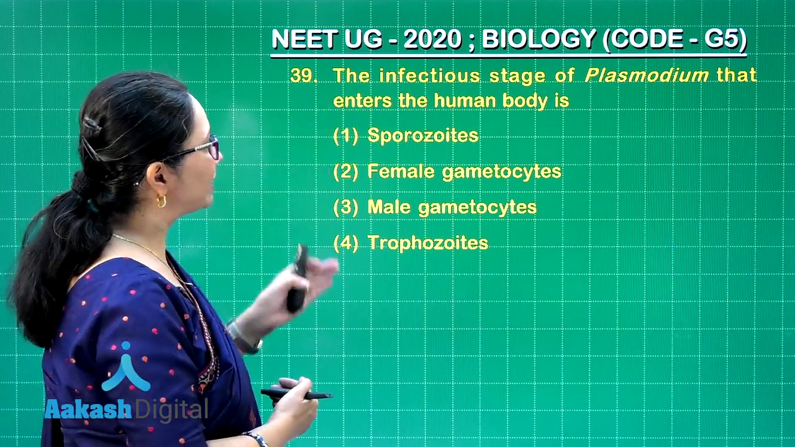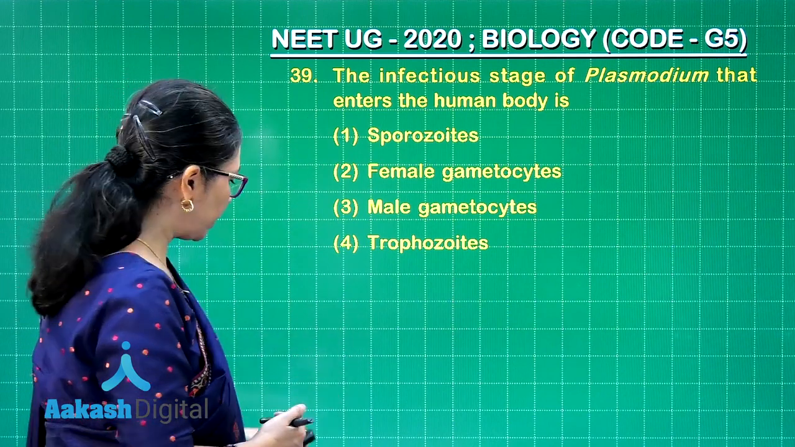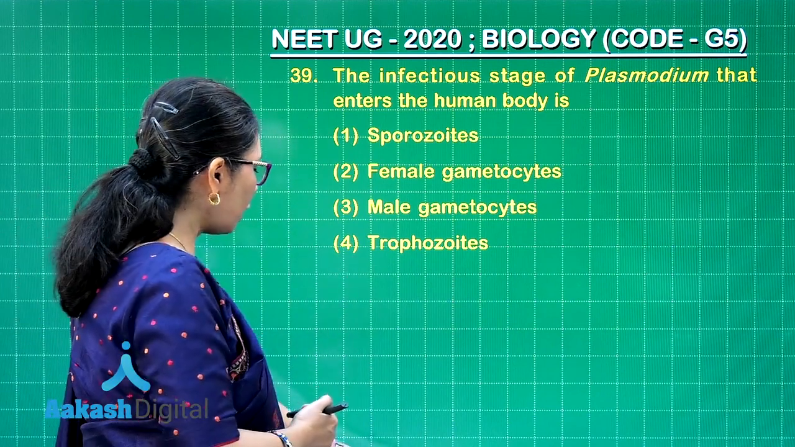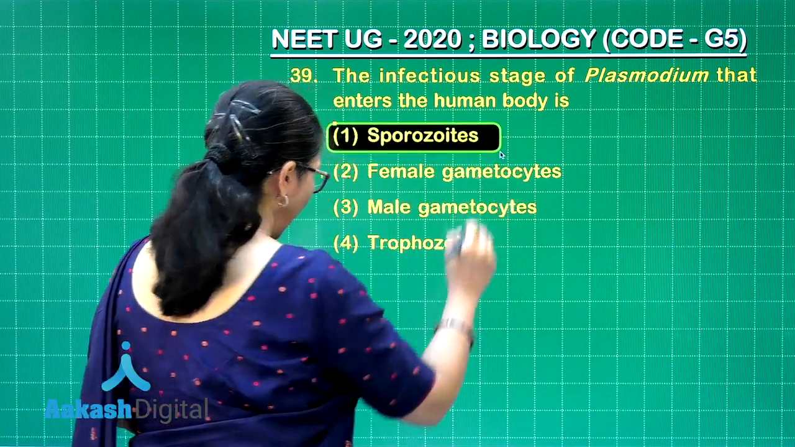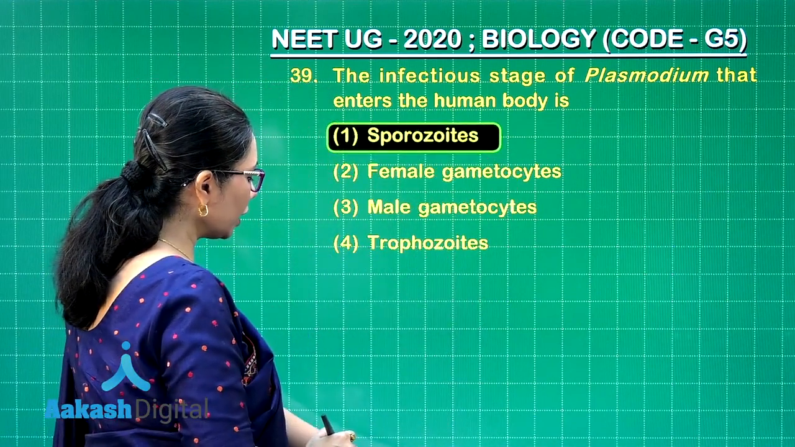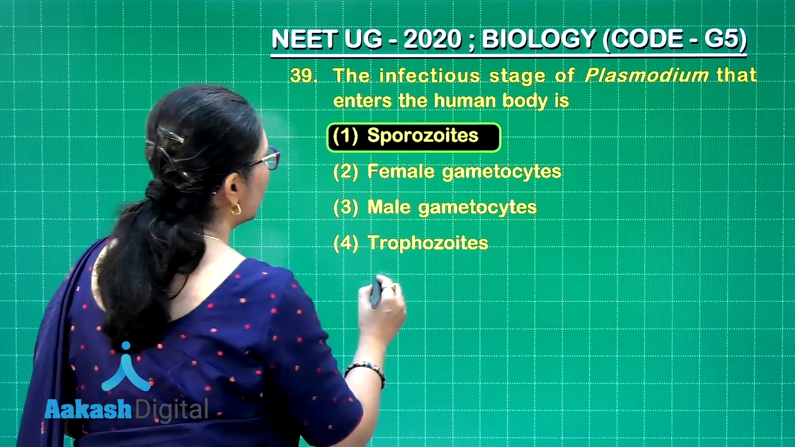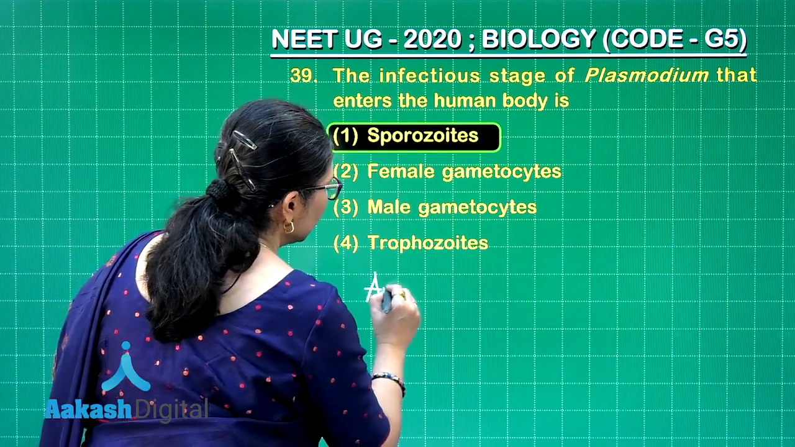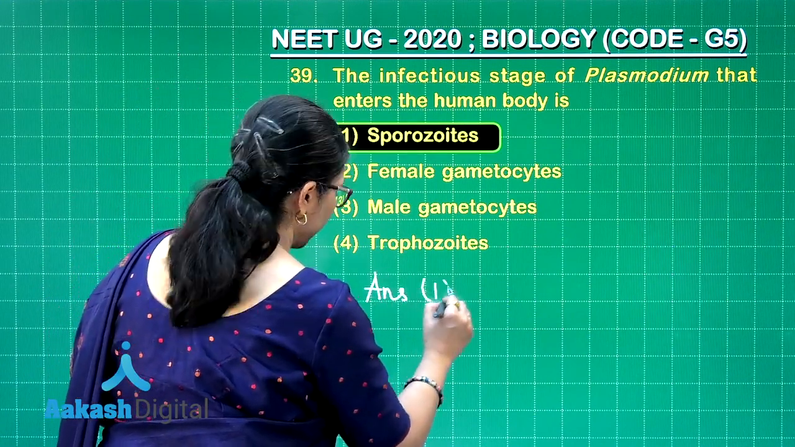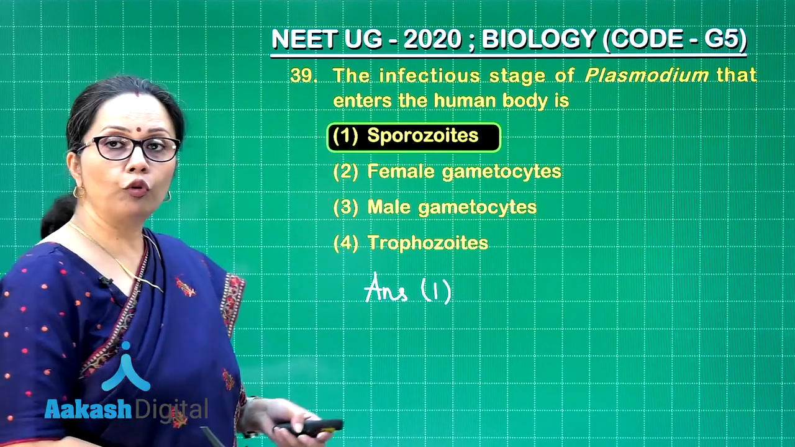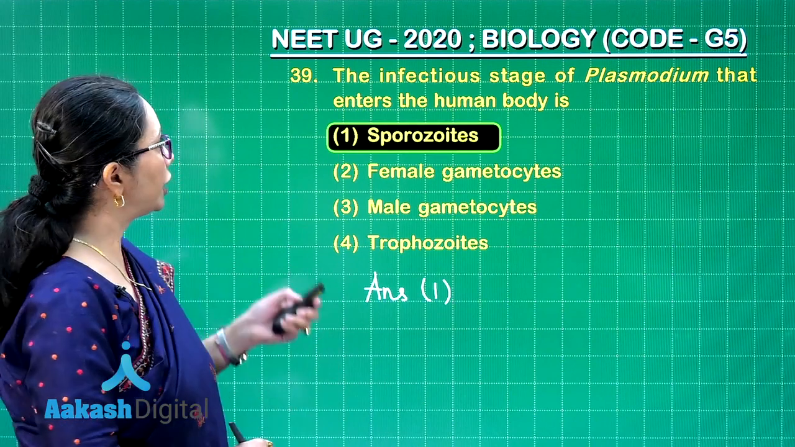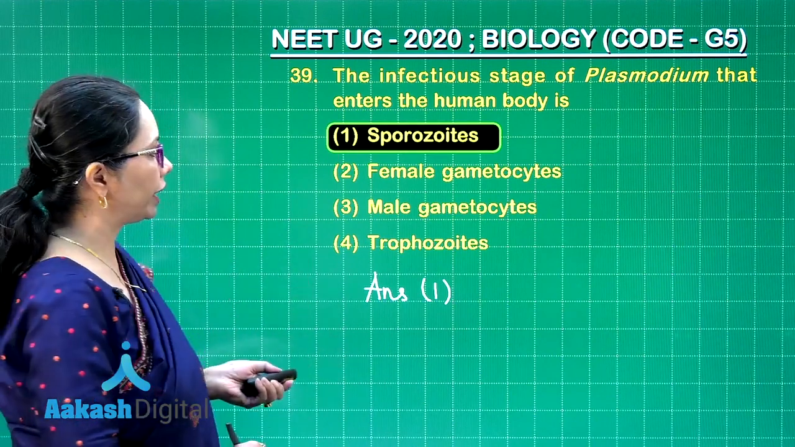And the stage present in it is the sporozoite. So in this case, our correct answer is of course the sporozoites, and these sporozoites, once they are injected into our bloodstream, they move on to the liver where they further multiply. So from here we can move on to our next question, that is question number 40.